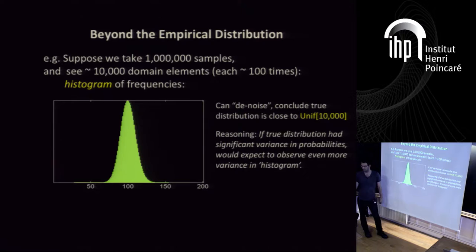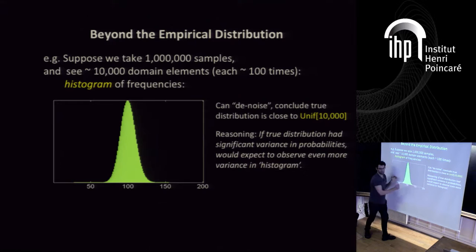Okay, suppose the true distribution had some variance in the true probabilities. Some guys were a little more likely than the others, okay? Then after you add in the noise from sampling, you would see something even wider. That's my claim, okay? Right?